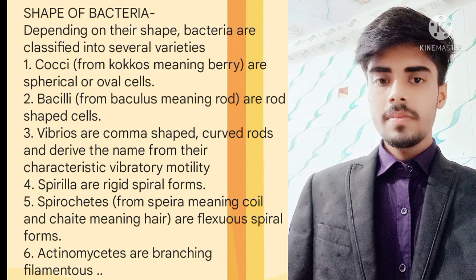Now we will discuss the classification of bacteria on the basis of their shape. On the basis of shape, bacteria are mainly classified into six categories. First is cocci, which are spherical or oval in shape. The second is bacilli, which are rod-shaped cells. Vibrios are comma-shaped, spirilla are rigid spiral forms, spirochetes are flexuous spiral forms, and actinomycetes show branching filamentous forms. These are the classifications of bacteria on the basis of their shape.